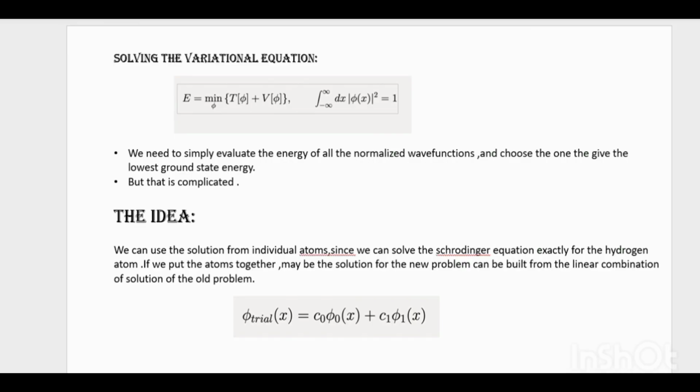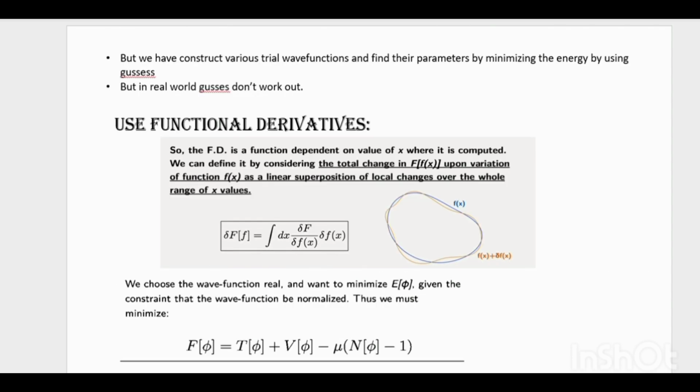Say we have a trial wave function whose solution is unknown. For that trial wave function, we can write it as a superposition of many other wave functions for which we know the solution. The problem here is that we can construct the trial wave function and apply the variation principle on that, and find the energy. But this is really a guess, and in the real world the guess doesn't work.